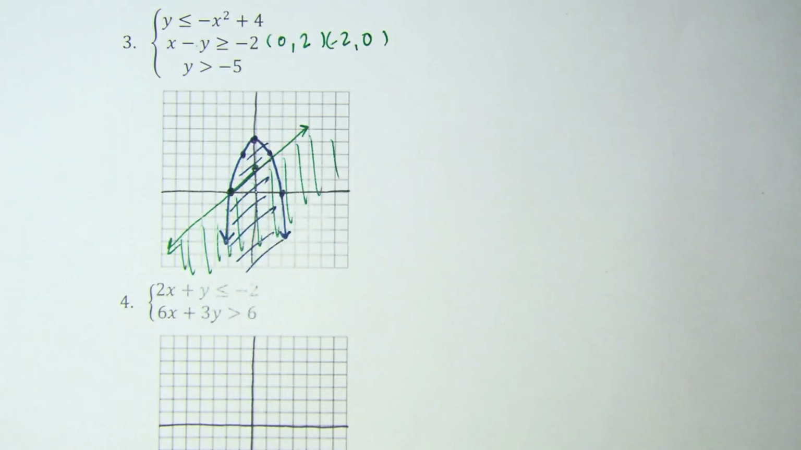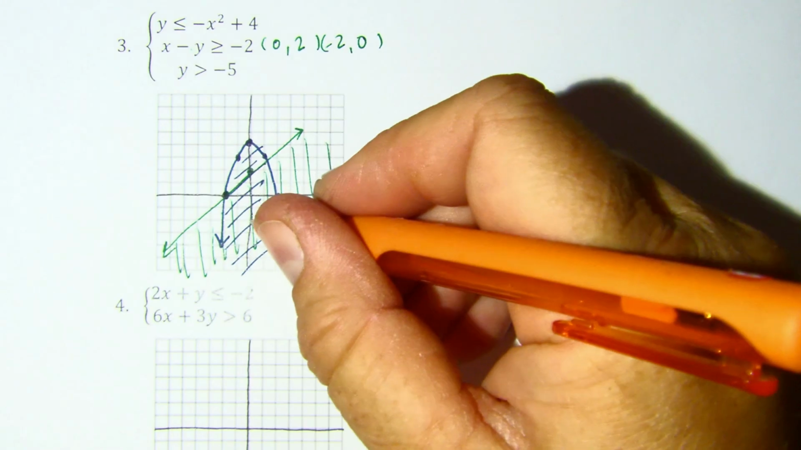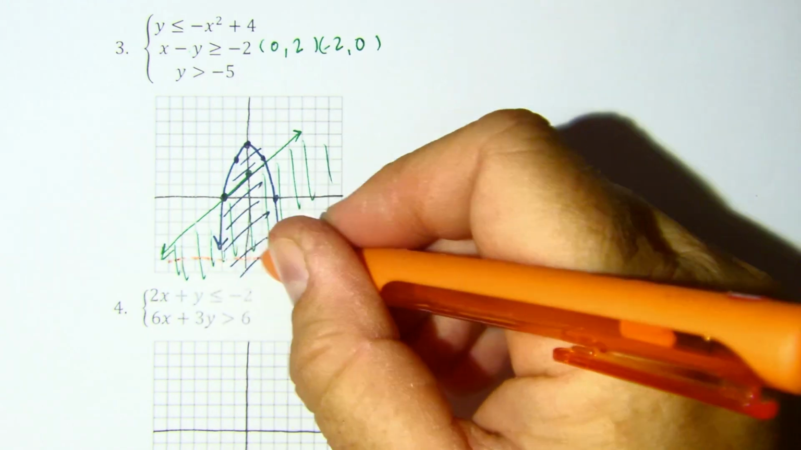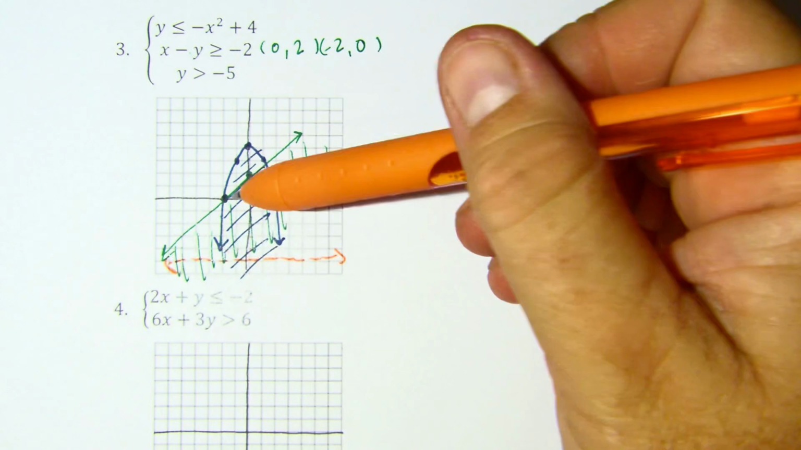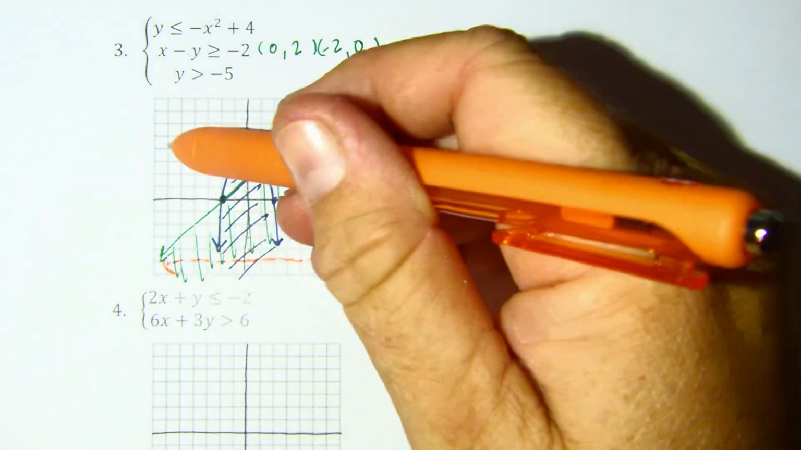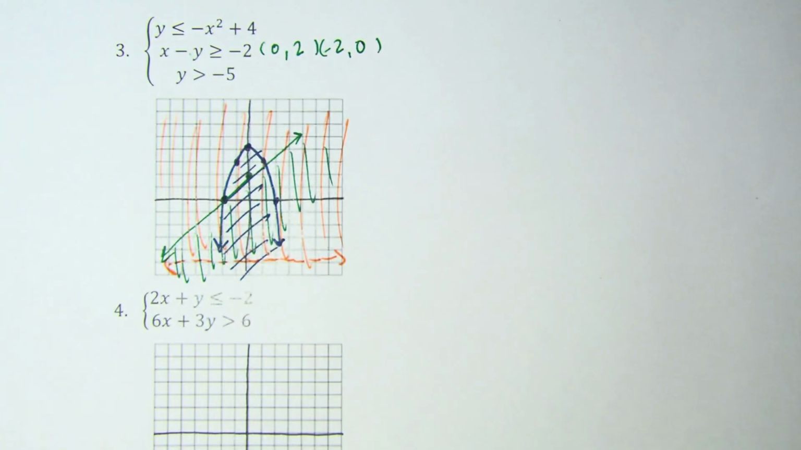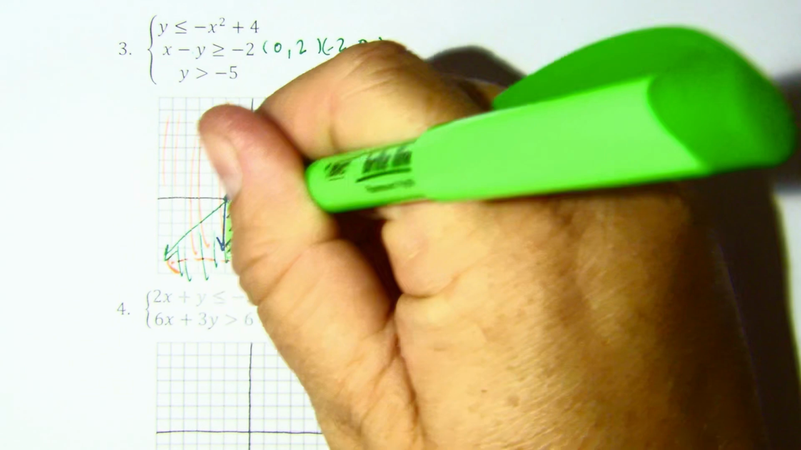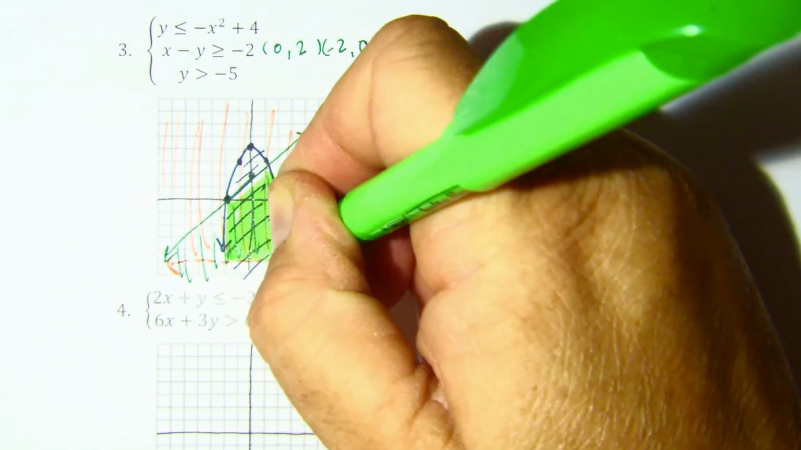And then the last one, y is greater than negative 5. So 1, 2, 3, 4, 5, dashed line. And it's saying greater. Well, that would be above the line. If it was less than, it would be below the line. So I'm shading above that line. So my overlapping area is where all three of them overlap, and that would be this space here.